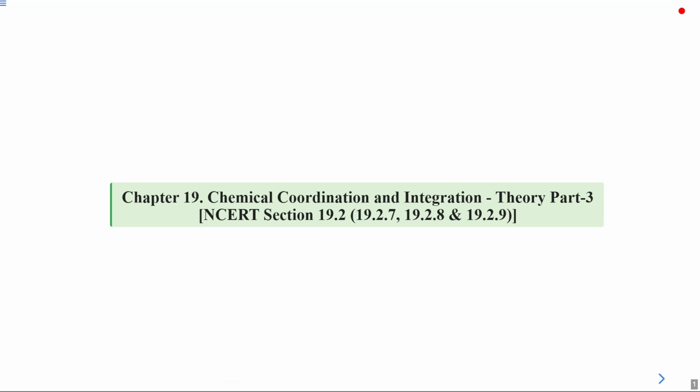Hello students, in today's lecture we will discuss chapter 19, Chemical Coordination and Integration, Theory part 3, and in today's session we will cover NCERT section 19.2.